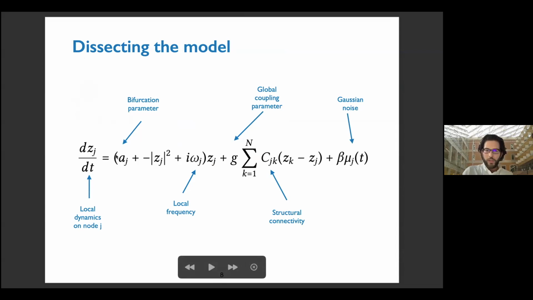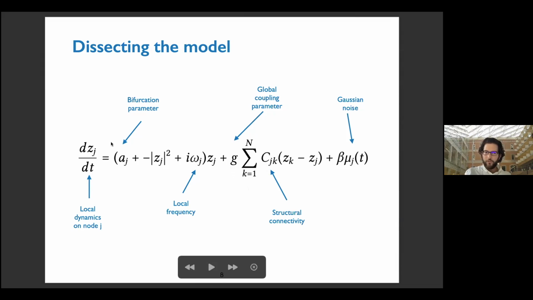Then what we have initially in this part here is recurrent activity. We have one parameter, called the bifurcation parameter, which controls the local dynamics of each single node. We have the local frequency, which is the dominant frequency in the spectrum of the signal. Then we have a second part here, which takes into account the connectivity and the influence from the other nodes.